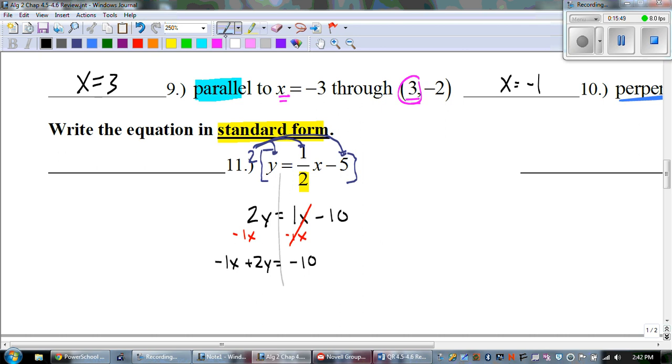And remember that x can't be negative, so I'm going to multiply everything by -1. And when we multiply everything by -1, everything just switches signs. Okay? And there we go. Now, I don't need the 1 in front of the x, so I'm not going to write it. So we got x minus 2y equals 10. And that's our final answer.